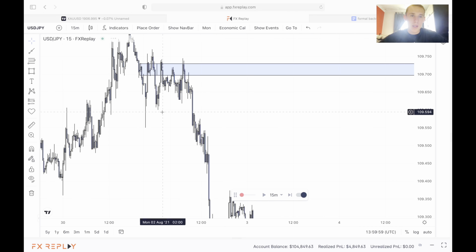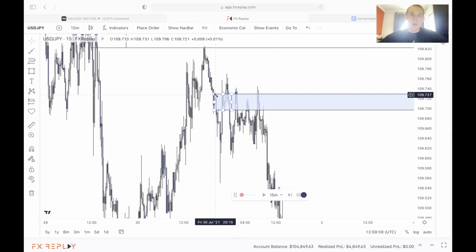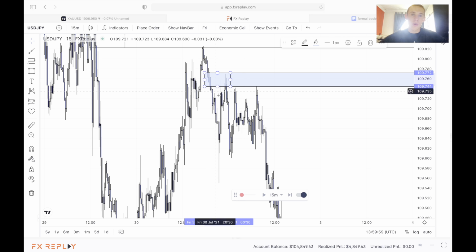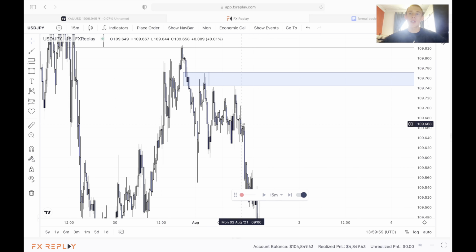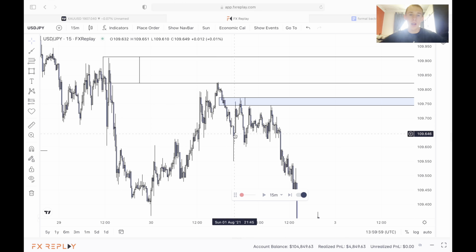If we just rewind and see. So the actual, we could have got a better entry if we would have entered on this area. As you can see, we also got what I mentioned before in the plan, the fractal confirmation. This is exactly what I mean. So we had higher time frame POI. We had our initial confirmation when price broke this low.